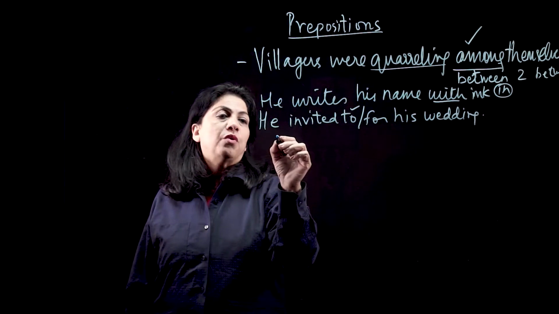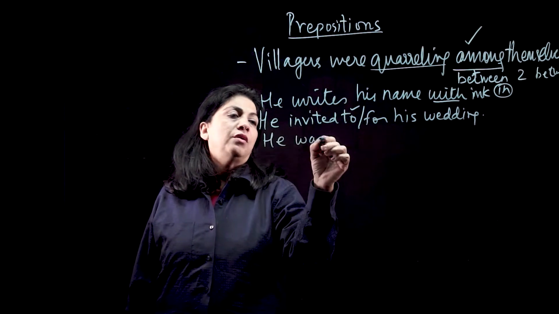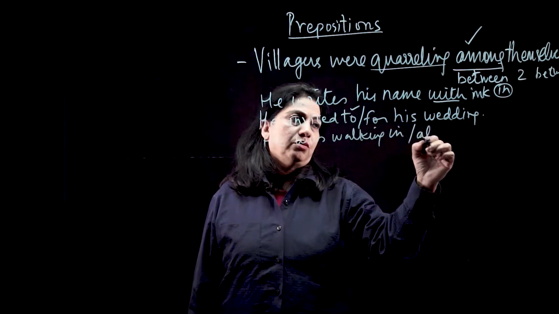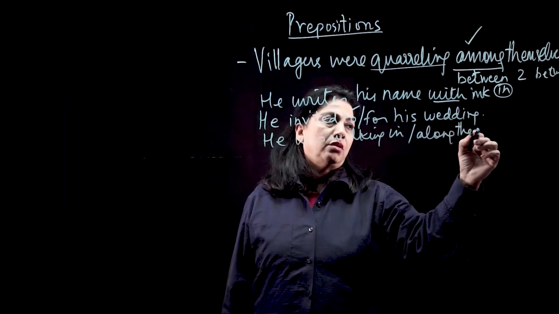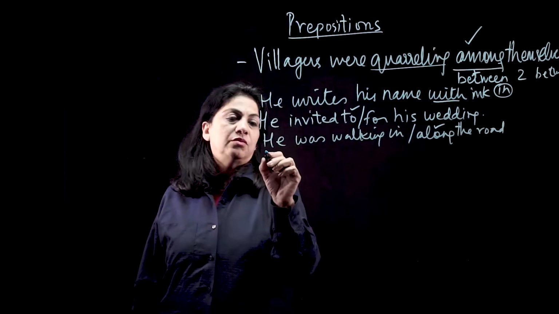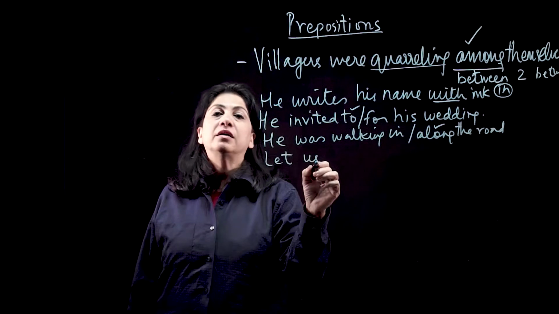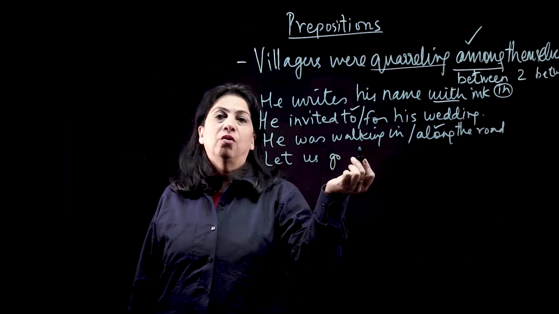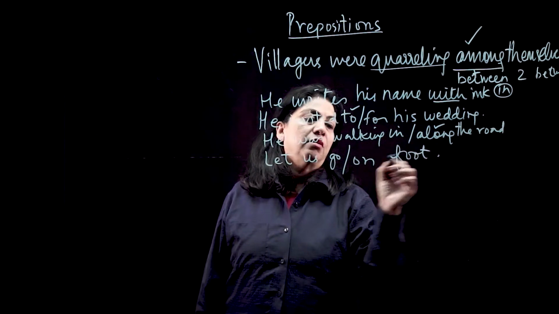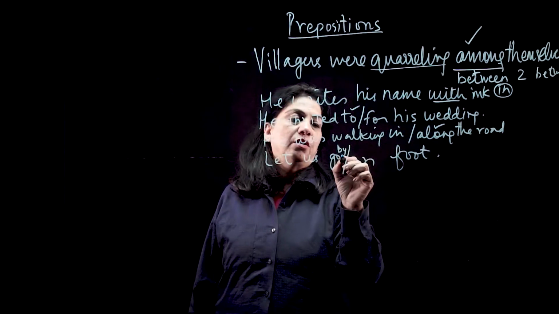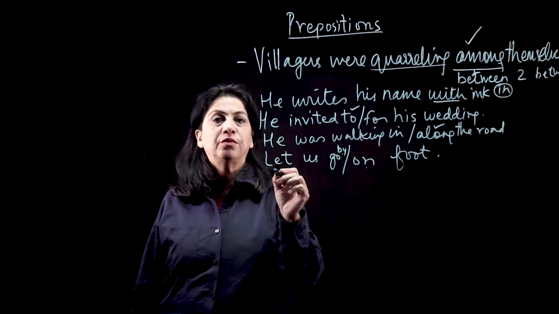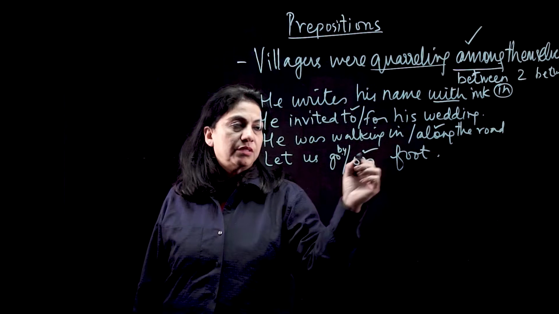And he was walking along in the road or along the road? Along the road. So obviously the correct answer is along. Now this is what we generally do wrong. Let us go by what? How do you go? By foot or on foot? You go on foot. Okay, so this is right.